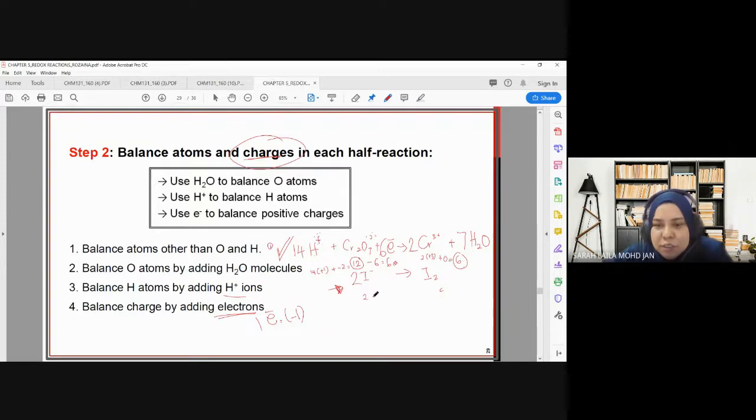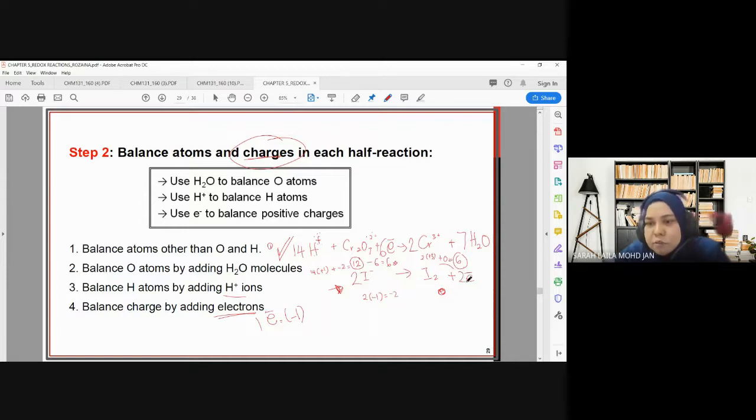So ini 2. Darab negatif 1. So dia dapat negatif 2. Betul. And then ini kosong. Sebab dia tak ada charge apa-apa. Antara 2 ni. So negatif 2 and 0. Which one is higher? Of course, this one lah. Yang lebih besar. Kosong kan daripada negatif 2. So you have to put electron. Tapi berapa banyak?